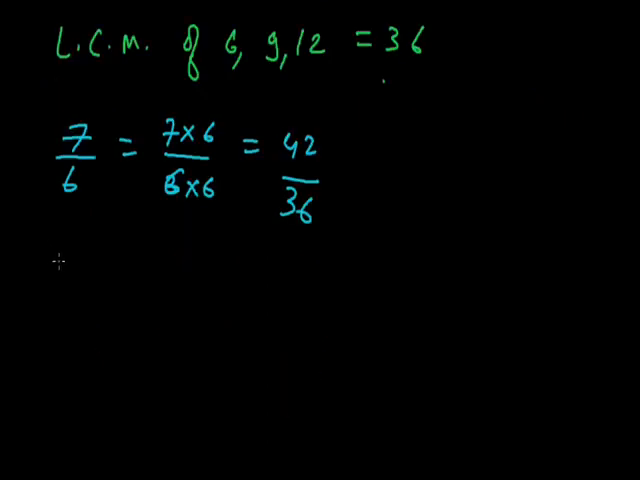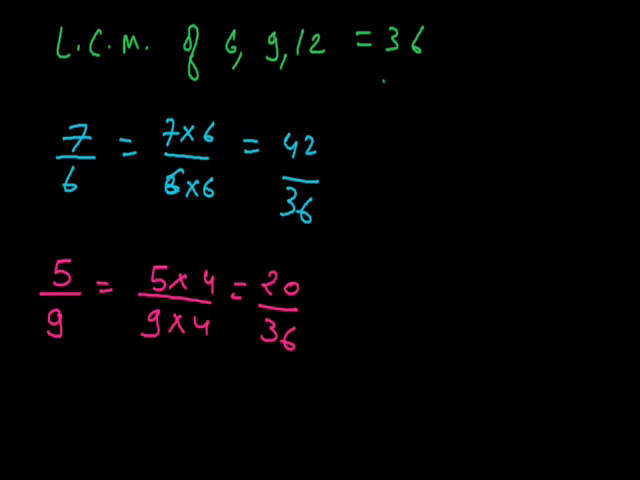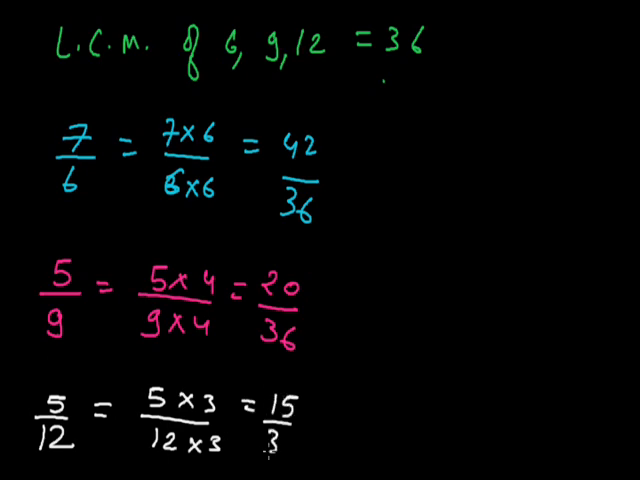The next fraction is 5 by 9. To convert 9 into 36, I have to multiply it by 4. So I will multiply both numerator and denominator by 4. So it will be 20 upon 36. Next, the fraction was 5 by 12. Now to convert 12 into 36, I have to multiply it by 3. So 5 by 12 is multiplied by 3. It will be equal to 15 by 36.